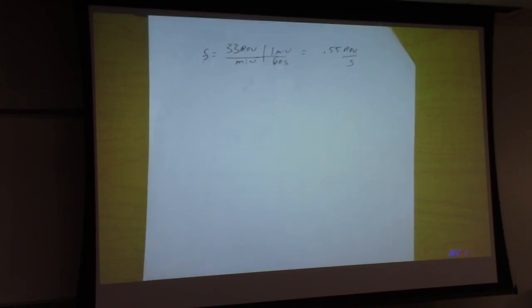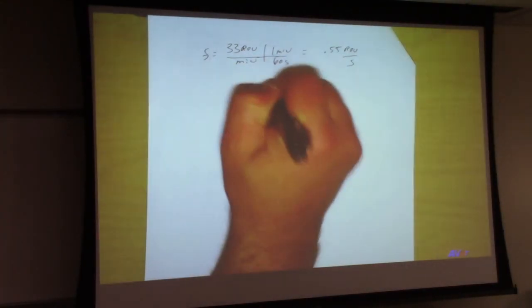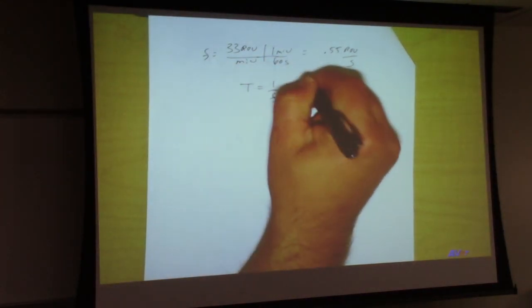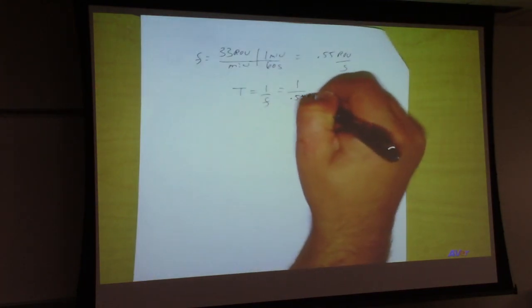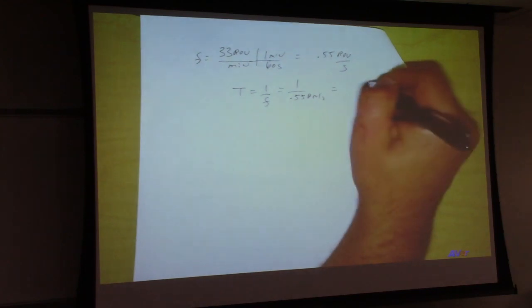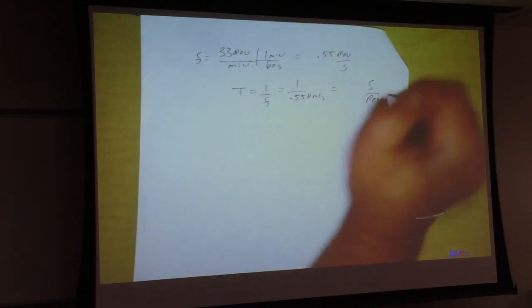I think we want to know the period in part B. So what's the period? The period is 1 over the frequency, so 1 divided by 0.55. This is revolutions per second, so this will give us seconds per revolution. So I've got to take the inverse of that.